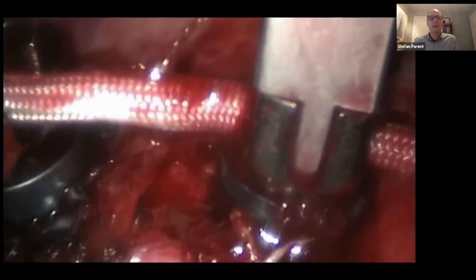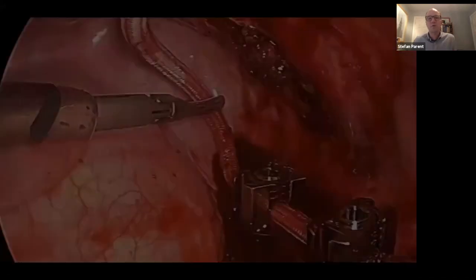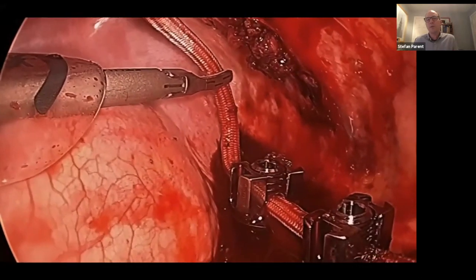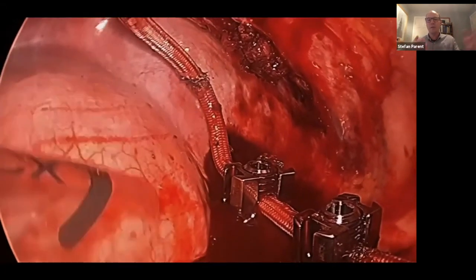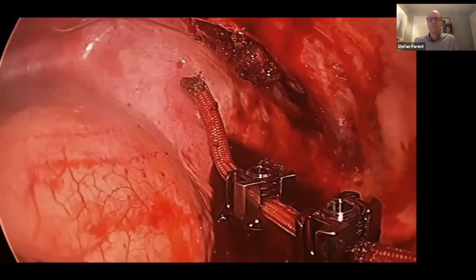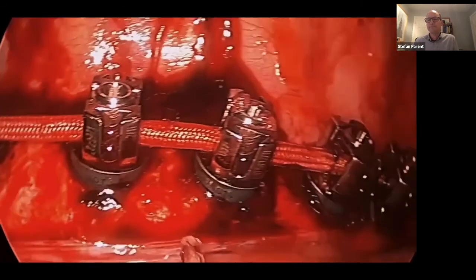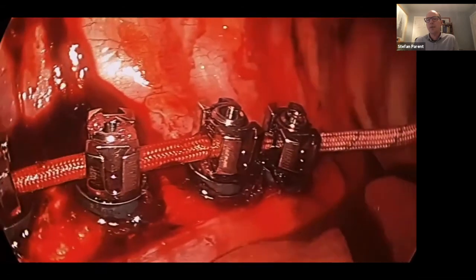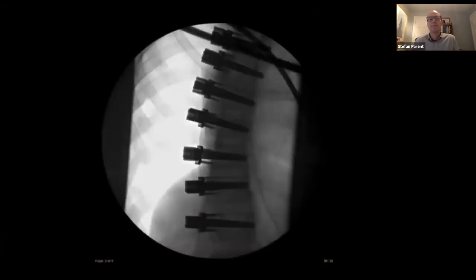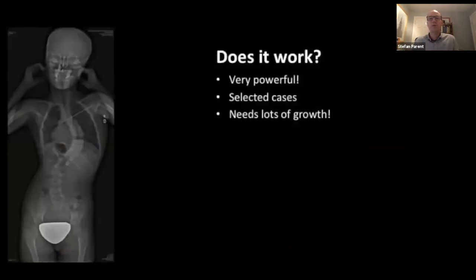It gives you a chance to line up your screw on the next one, and then you cut your cable once you're done, so you get a better view of this. So this was tip number 4 and 5, I assume. And then you see how much correction we got. And again, once you get the patient up, it's very powerful.